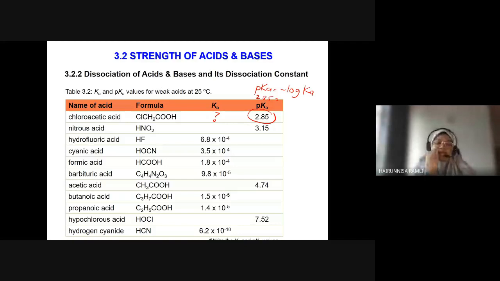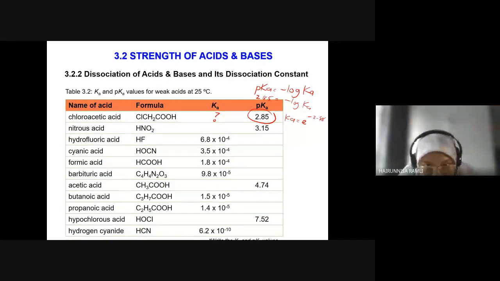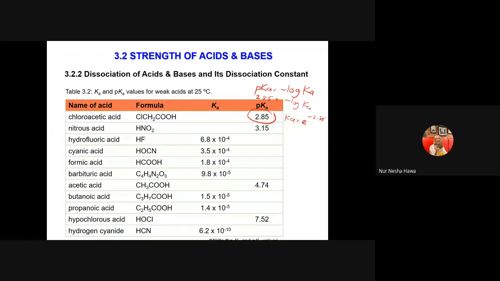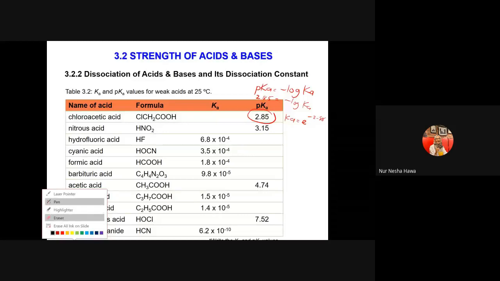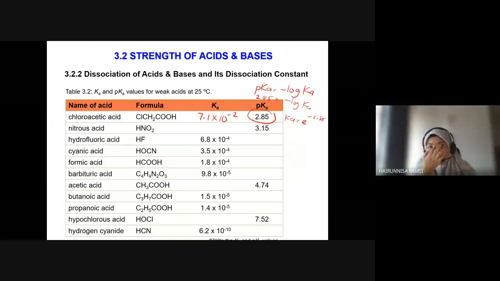Saya tak ada calculator pula kat saya sekarang. Berapa? So sini negative log Ka. So Ka sama dengan negative log is exponent negative 2.85. Berapa? 7.9. Siapa dapat berapa? 7. Berapa tadi jawapan dia? 7.1 times 10 to the power of negative 2. Negative 2 eh? Okay.